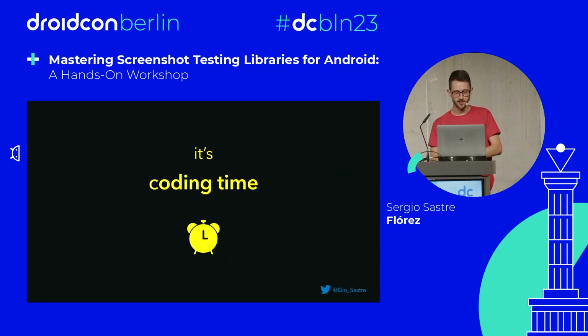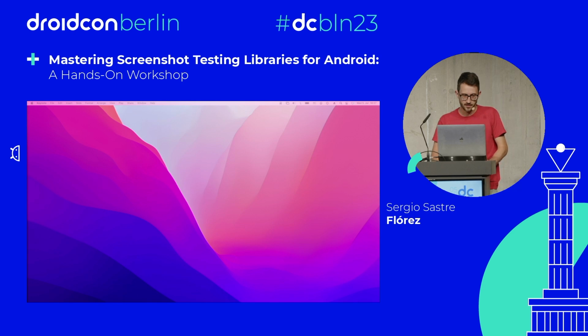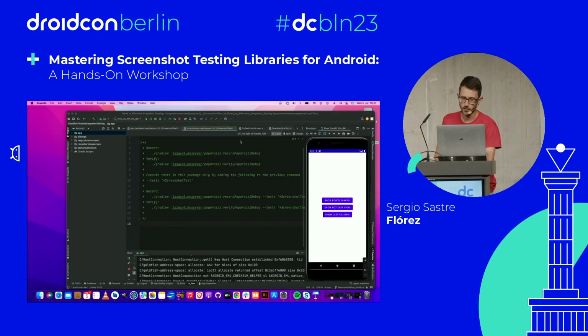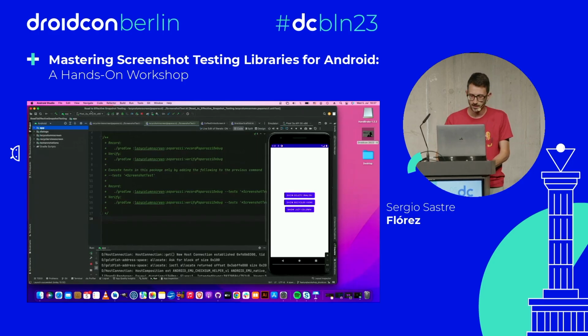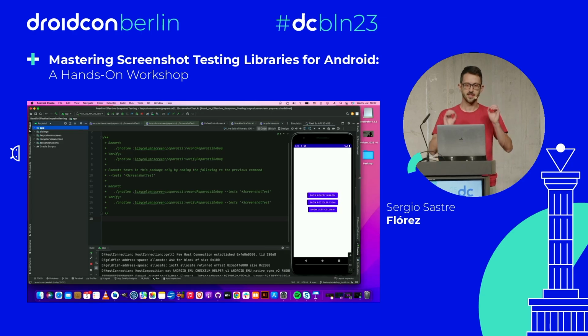So it's coding time. So let's go. Now for you to see this, I believe I have to click here. Yes, very good. First of all, I'm going to present the application that we are going to screenshot test. It's this repo that I mentioned, Android screenshot testing playground, I think it's called. I created it, but I don't remember very well.